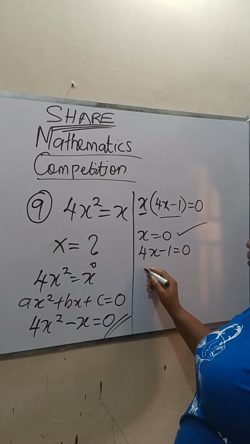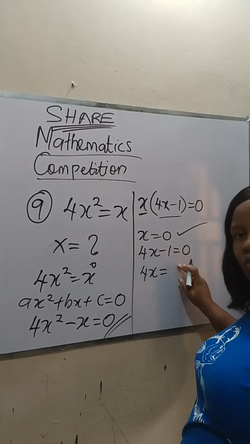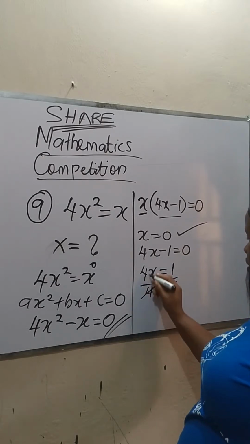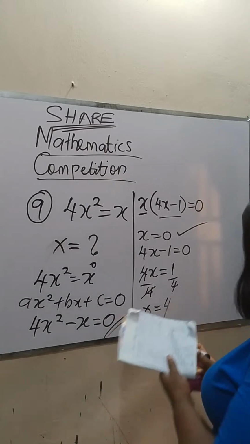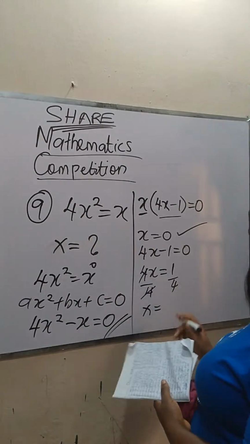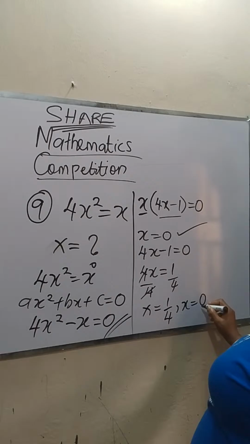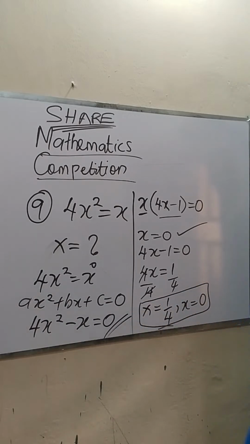If you do that, we have 4x is equal to, when this negative 1 crosses the equality sign, it becomes positive 1. Divide both sides by 4. 4 will cancel here, and x is equal to 1 over 4, sorry. So the answer is x equals 1 over 4 and x equals 0. So that is the solution to the question. x equals 0 and x equals 1 over 4.